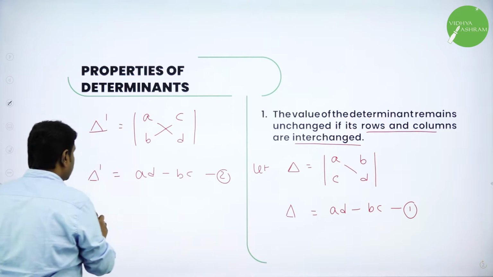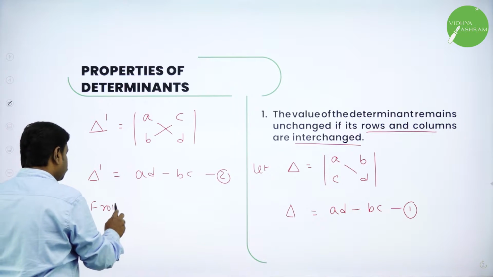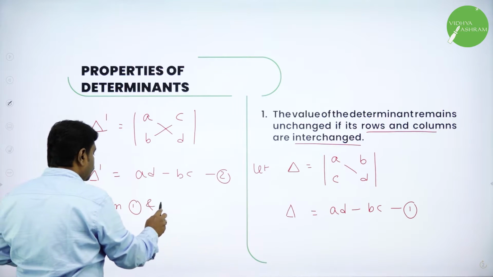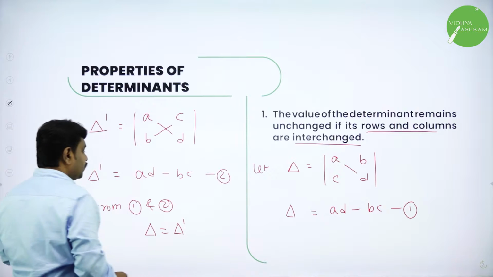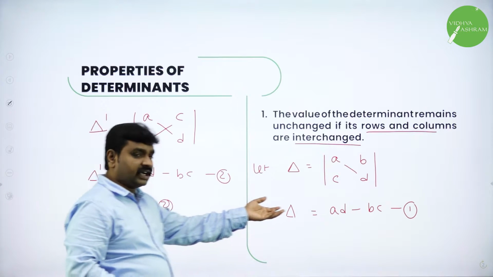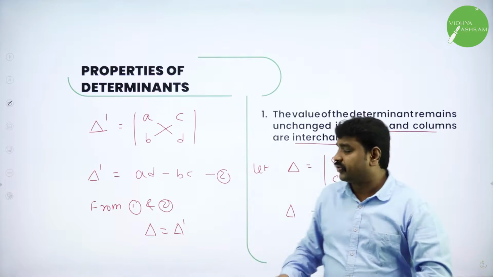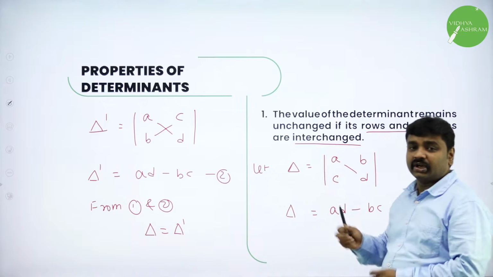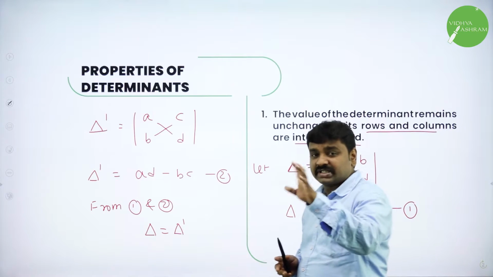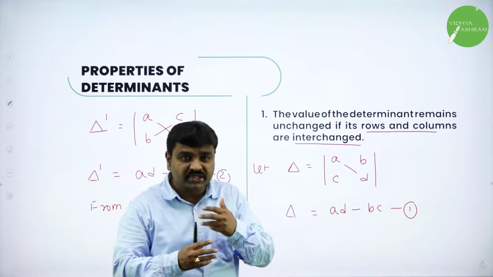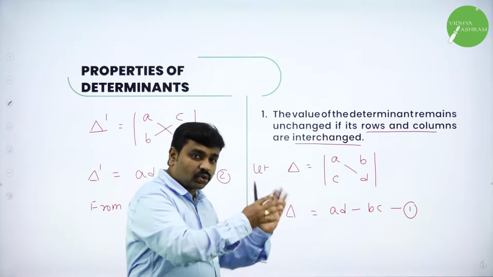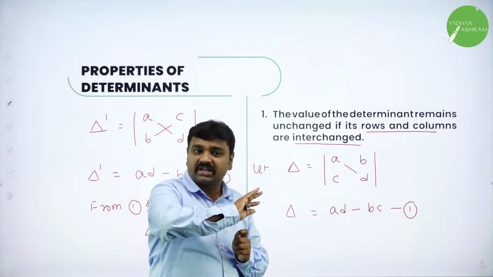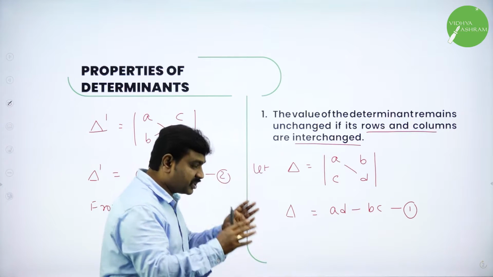Observe 1 and 2. From 1 and 2, delta is equal to delta dash. Do you agree or not? Delta value is also AD minus BC, delta dash is also AD minus BC. So from equation 1 and 2 I can conclude delta dash is equal to delta, means by interchanging rows and columns the value of determinant remains unchanged. If you change the rows to column, the value of determinant does not change. The value of determinant remains same.